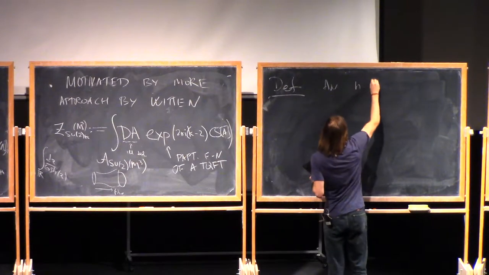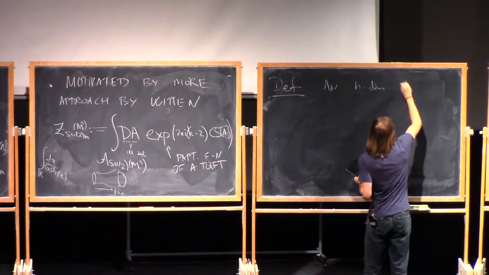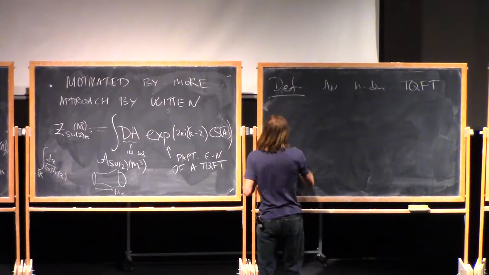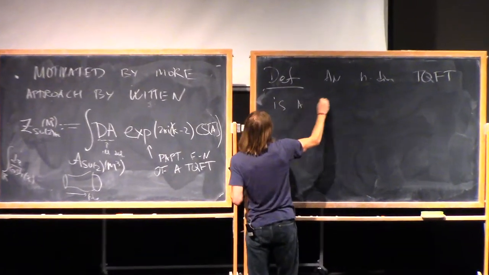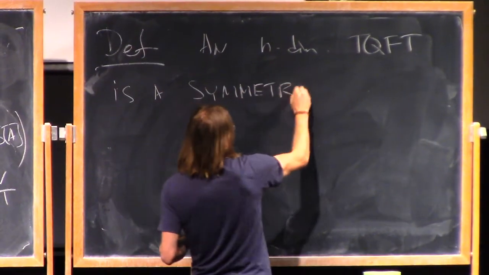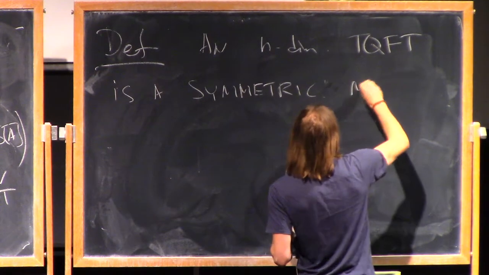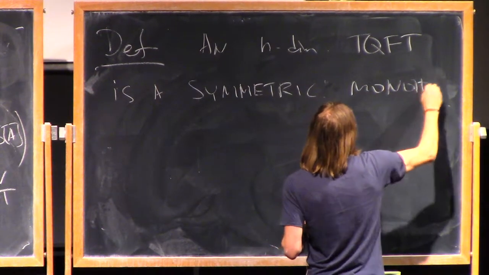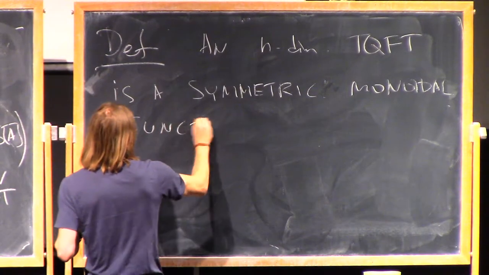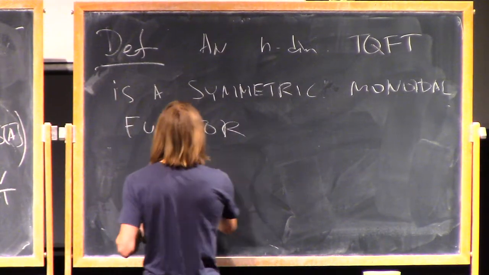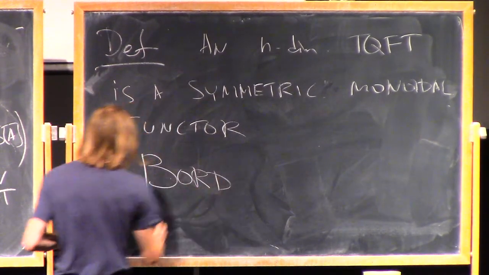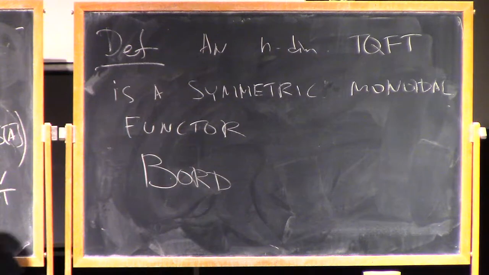An n-dimensional TQFT is a symmetric monoidal functor from the bordism category. I will use the word bordism instead of cobordism.